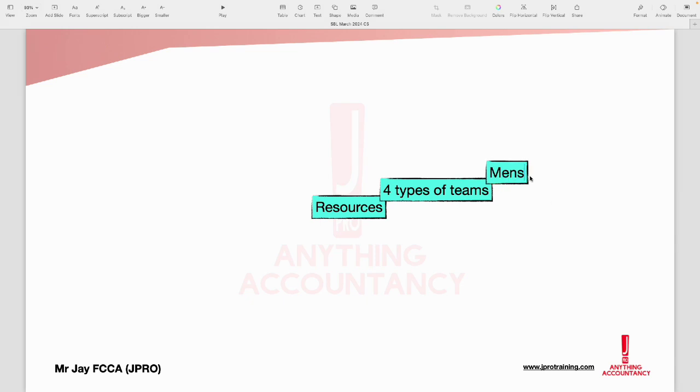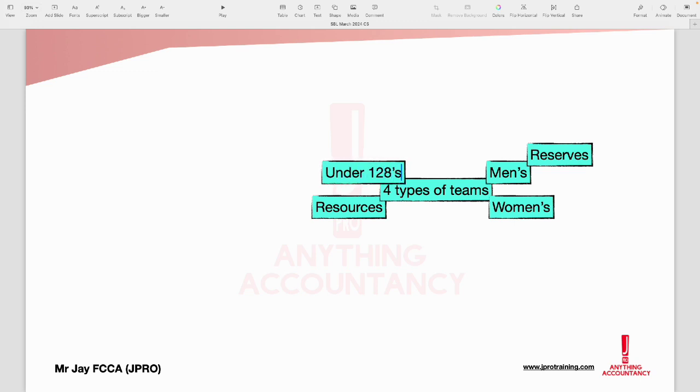men's, you've also got your reserve for the men, then you have the women's, and you have the last one, under 18.